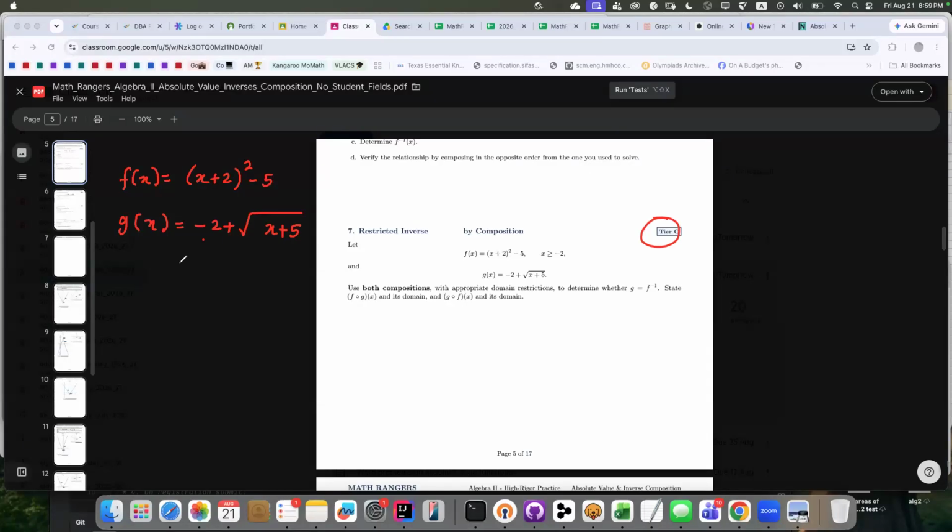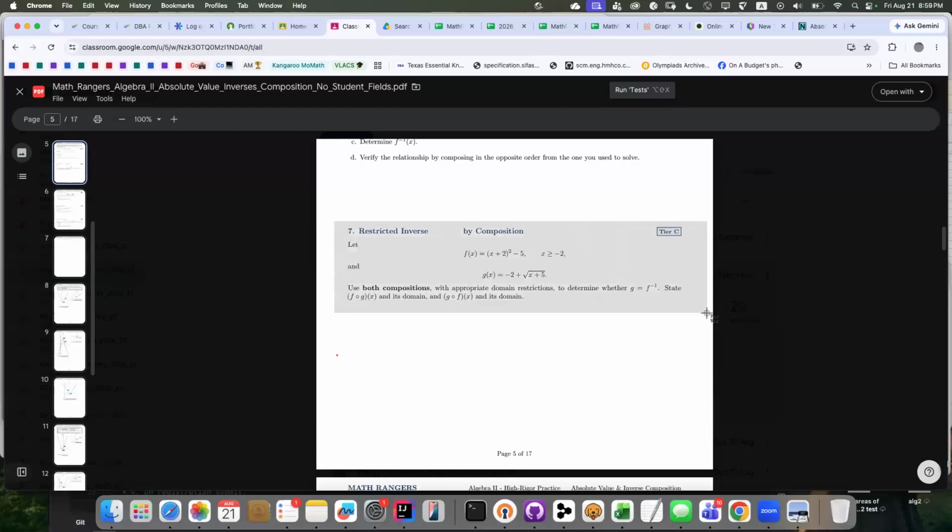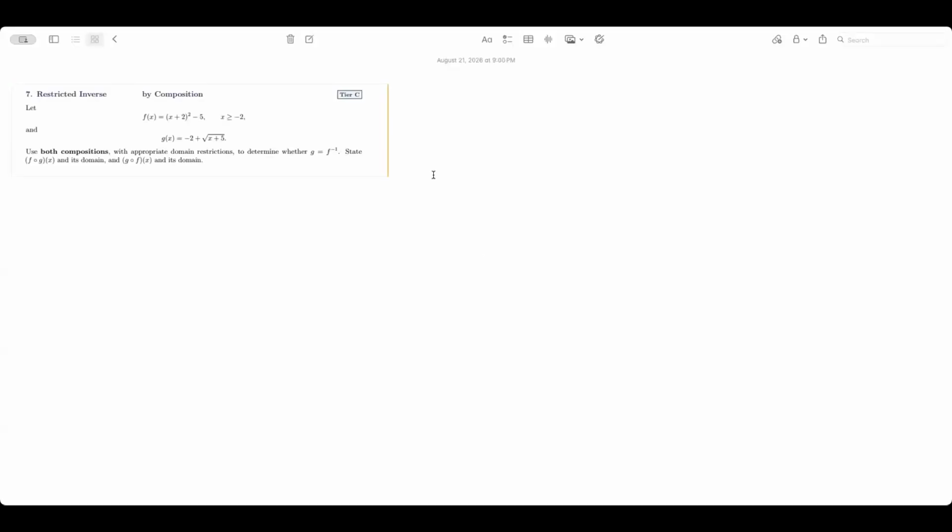Actually, I covered domain of composite function. Use both compositions with appropriate domain restrictions to determine. Okay, this one is a complicated question. Let me bring this to the notepad. I don't know how many of you will remember this. We did it in summer in both the classes. Not the same question, but one full class we spent on this: finding the domain of composite functions. Finding the domain of composite functions is a little difficult, guys.